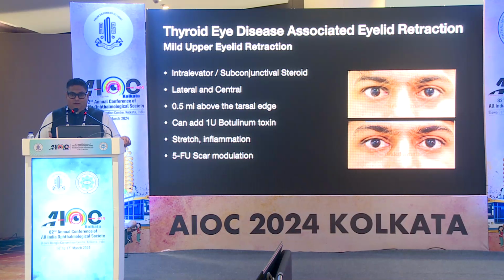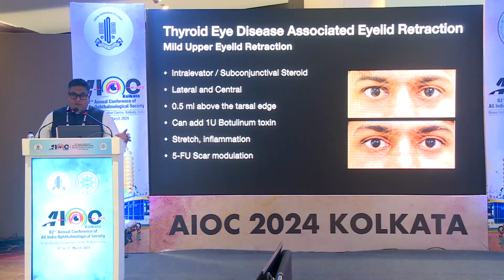It works in 2 ways. In active disease, the steroid reduces the inflammation and the overactivity of the Mueller's muscle. And additionally, by stretching out the conjunctiva and the Mueller's and the levator and the attachment to the tarsus, it physically and mechanically stretches it. Now, in burnt out or inactive disease, adding a little 5-FU helps to modulate the levator stretch, the scarring that has set in, and can help in releasing it well.